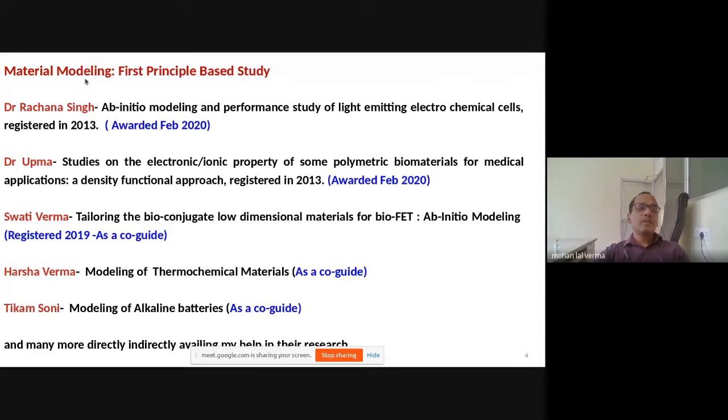So these are the students currently involved in DFT-based studies: Rachna Singh, Dr. Rupma, Swati Verma, who is conducting the program, and Harsha Verma, Tekam Soni. These are involved in DFT-based modeling of different materials, and there are other students who are directly or indirectly involved with me. I am not a supervisor, just guiding them.